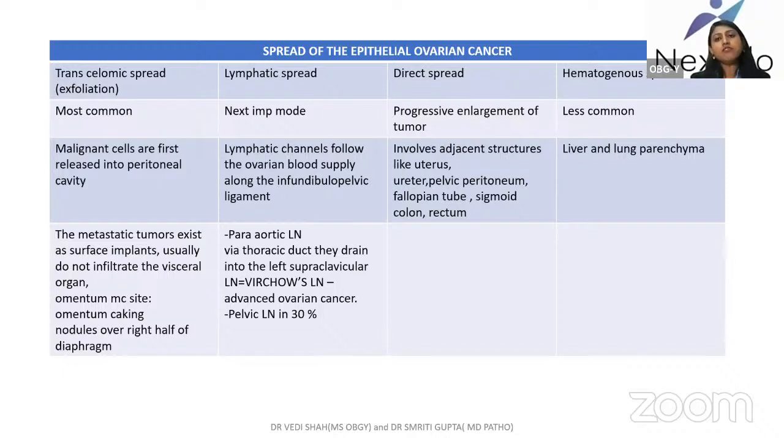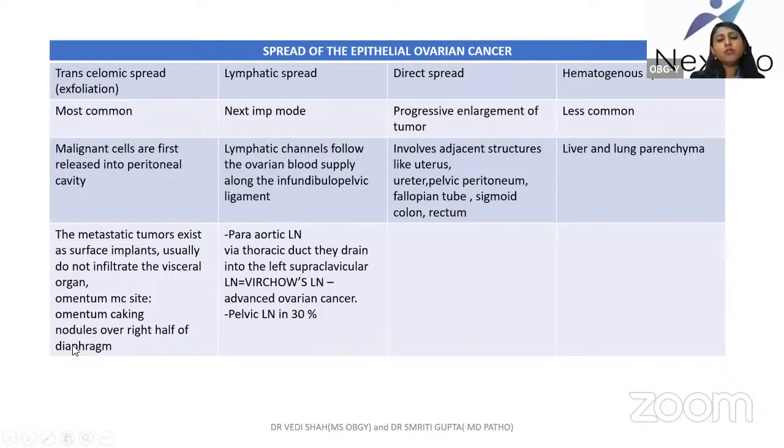Next, you have the lymphatic spread, which is the next important spread. We all know that the ovary is drained by the ovarian vessels, which directly drain into the aorta. So these lymphatic channels also follow the ovarian blood supply, going along the infundibulopelvic ligament and draining into the para-aortic lymph nodes. From these para-aortic lymph nodes, via the thoracic duct, the lymphatics drain into the left supraclavicular lymph node, and if this is affected, it is called the Virchow lymph node.